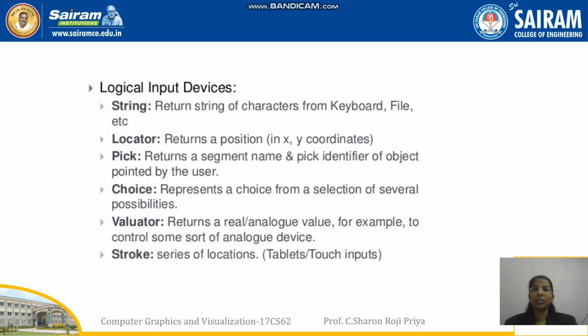Choice represents a choice from a selection of multiple inputs. Next is valuators. Valuators will give you the analog input. And the last one is stroke. Stroke is array of locations. Locator will give you single cursor location, and stroke will give you array of input locations.